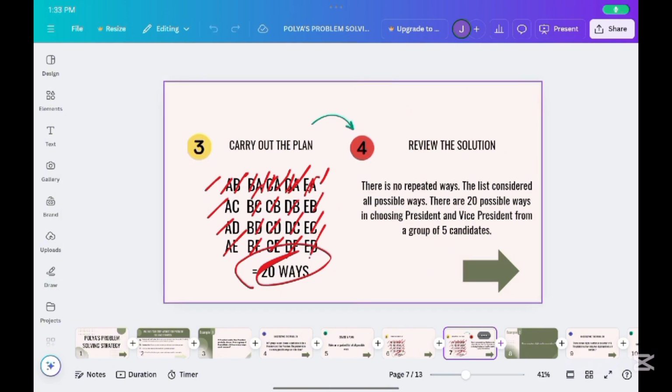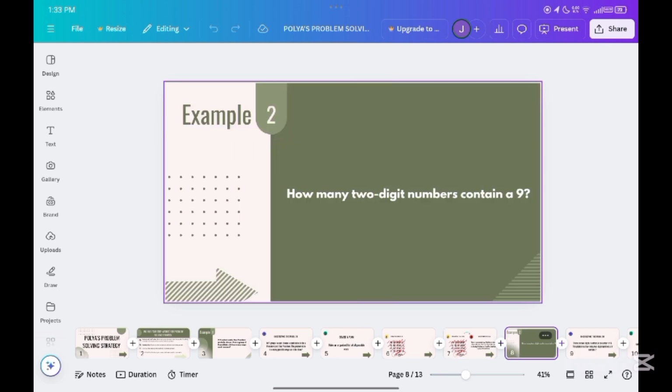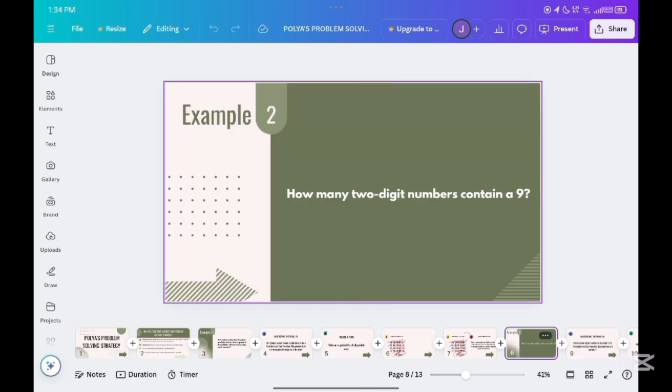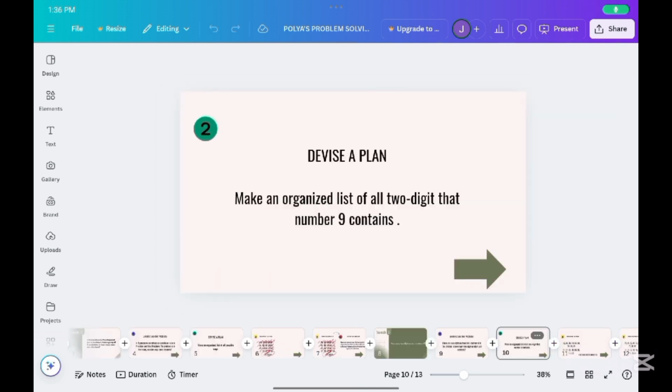Let's move on to example number 2. How many 2-digit numbers contain a 9? Similar to problem number 1, we will apply Polya's 4-step method. On understanding the problem, based on the question, there are 2-digit numbers and a digit 9. The problem is how many 2-digit numbers contain a 9. So we will make an organized list of all 2-digit numbers that contain 9. After we devise a plan, we will carry out the plan.